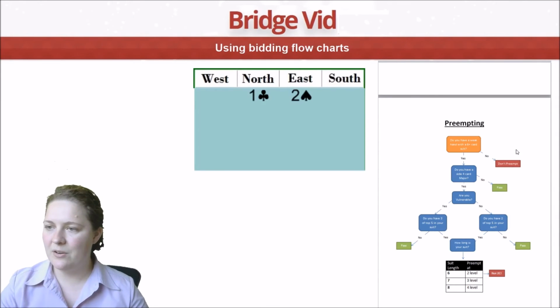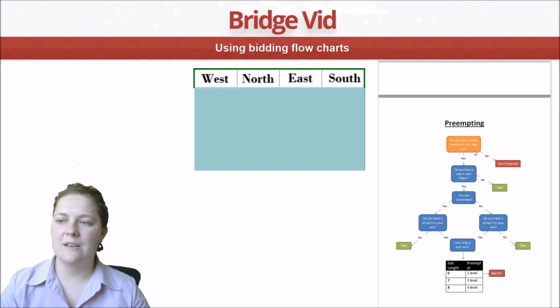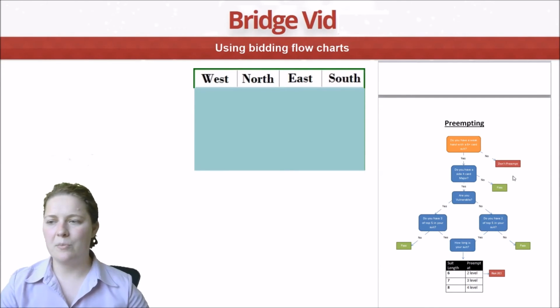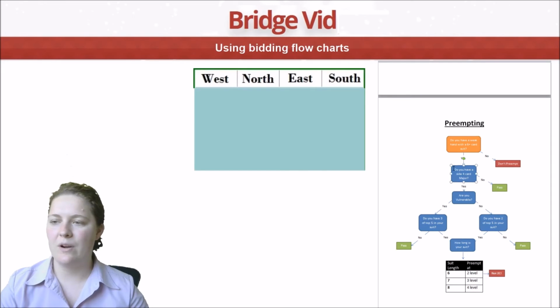So let's have a look at what we want to be thinking about. Do we have a weak hand, so less than an opening hand? Most people normally consider it about 6 to 9, and a 6-card suit, or better. If the answer is no, we don't want to preempt because our hand's not appropriate. If the answer was yes, we want to consider, do we have a side 4-card major?